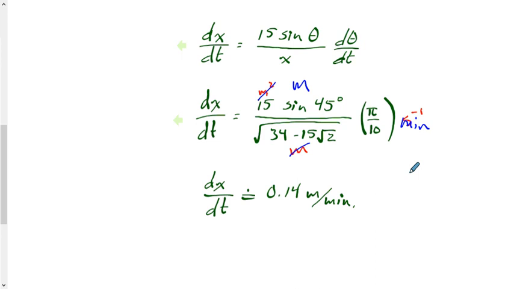So there's the rate of change in that third side of the triangle with respect to time. We got a positive, which is what we expected. And as this angle gets bigger, so does the length of this side.